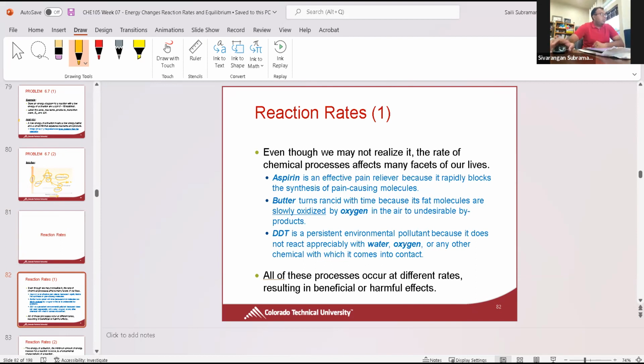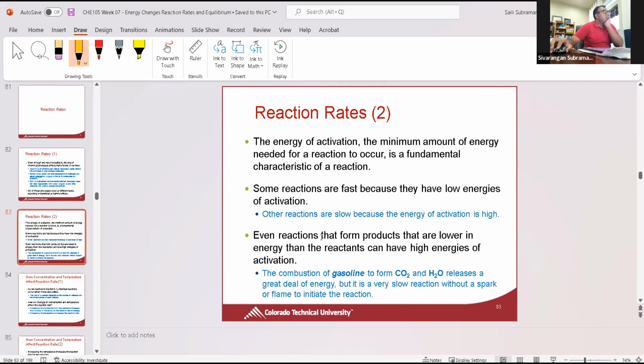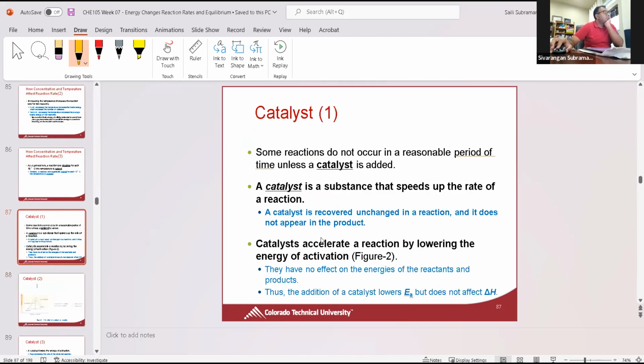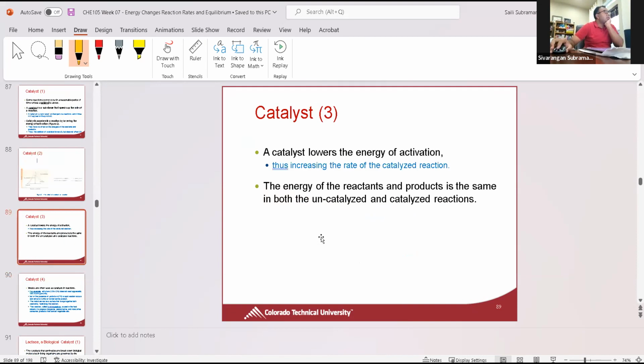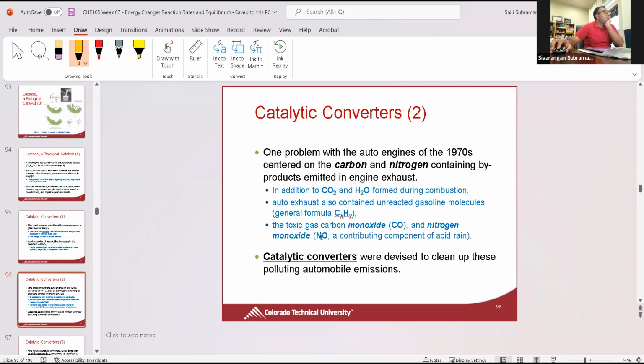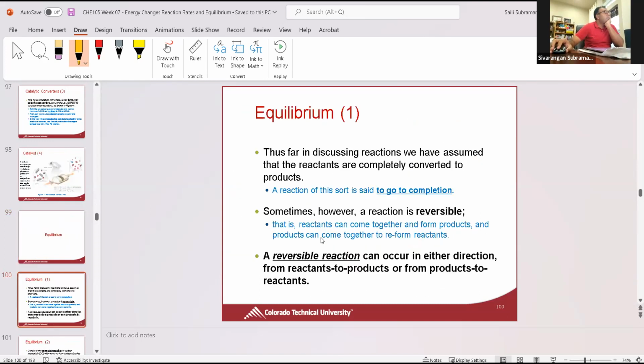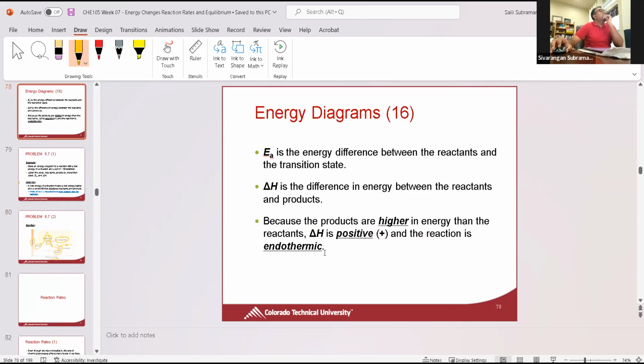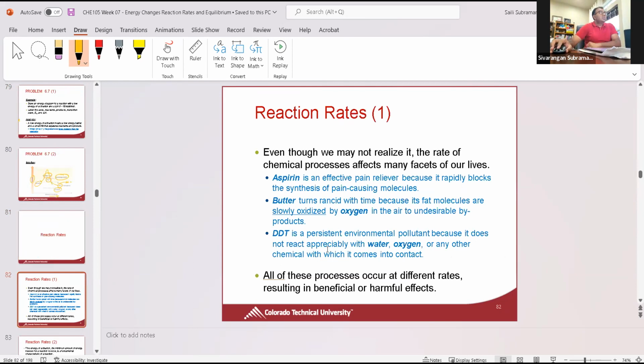Now, trying to see what else is there here. Okay, we're going to talk about catalyst. Okay, so now, before we define the concept of catalyst, let's look into reaction rates.